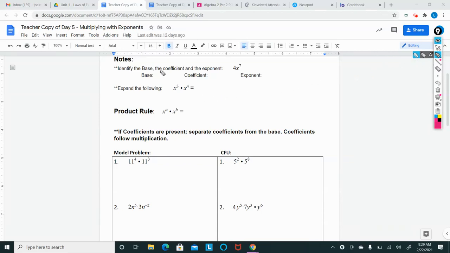Okay, in today's video, we are going to be multiplying with exponents. This is part of your laws of exponents. To start off, we just want a little reminder identifying the base, the coefficient, and the exponent. So here we have a term, 4x to the 7th power.